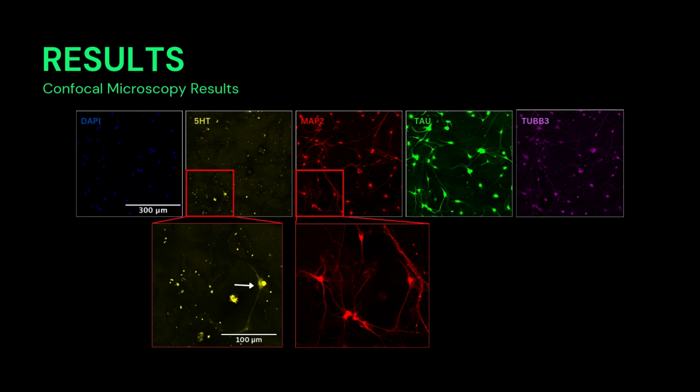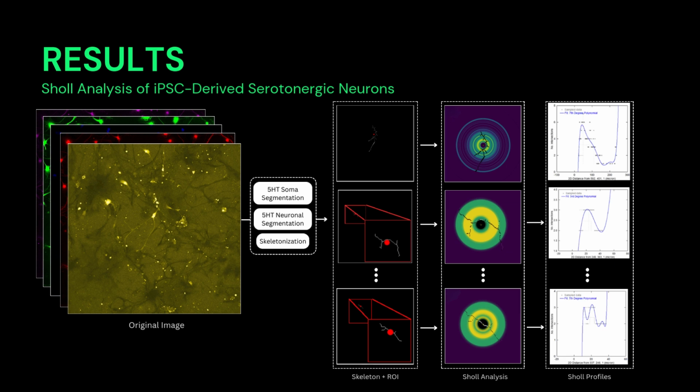So going into the results, we find that immunostaining images show discriminatory FibreHD staining with regards to the dense neurons indicated by the MAP2 staining. Our software, from a collected multi-channel image obtained from confocal microscopy, is able to identify serotonergic neurons, compute individual skeletons along with the centers of analysis, which are the somas, and perform Sholl analysis and output the Sholl profiles, quantifying the complexity of each neuron.